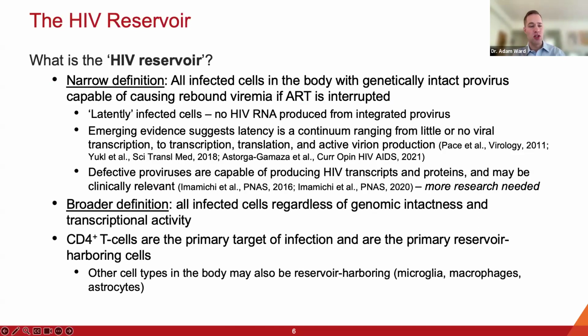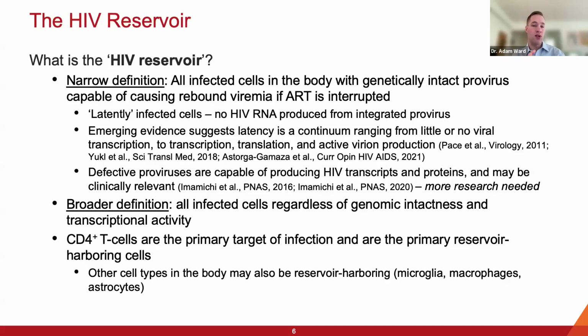So as I mentioned, this traditional concept of latently infected cells states that no HIV RNA is being produced from the integrated provirus. However, there is some emerging evidence to suggest that latency may be a continuum ranging from little or no viral transcription through to transcription. So actually, in most people living with HIV, we can detect HIV-infected cells that are actively transcribing HIV through to translation, and even in some cases, new active virion production. So sometimes, in some people, infected cells may actually go on to produce virus despite antiretroviral therapy.